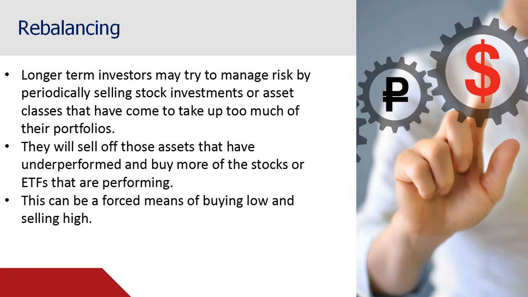Rebalancing. Longer-term investors may try to manage risk by periodically selling stocks, investments or asset classes that have come to take up too much of their portfolios. They will sell off those assets that have underperformed and buy more of the stocks or ETFs that are performing. This can be a forced means of buying low and selling high.